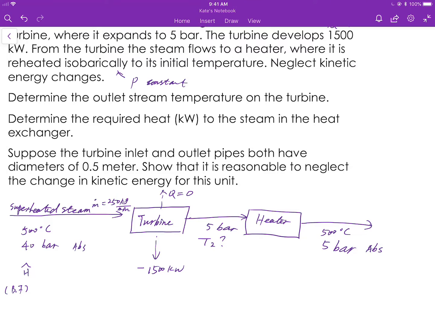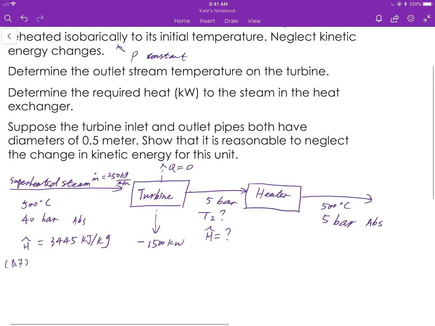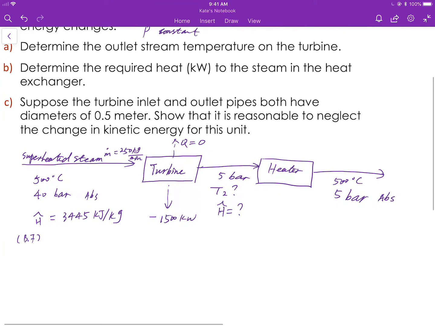Looking for pressure in the first column, that's 40 bar, and looking for 500 degrees Celsius, then you will get 3445, and the unit is kilojoule per kilogram. We don't know this one because we don't know the temperature, but we can find out the specific enthalpy by energy balance, and from there we can find the temperature associated with that specific enthalpy. Let's just look at the turbine for now, because that's what the first problem deals with. The first problem is asking to determine the temperature of the turbine outlet stream.